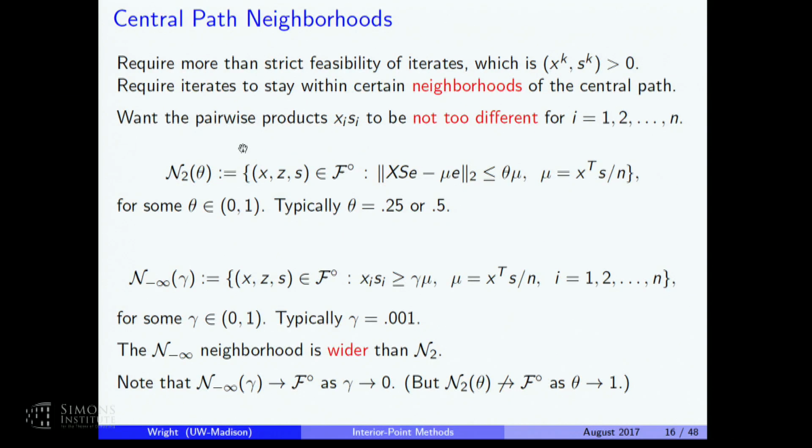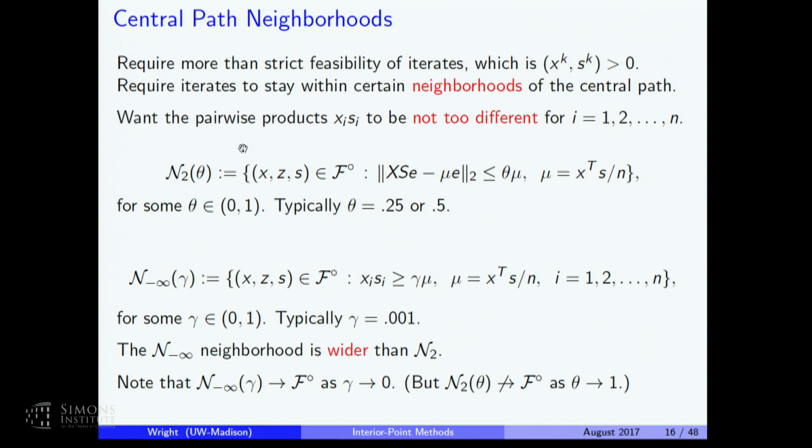This is a very important concept in path following methods: the central path. That's the path that we follow. Okay, so we need to talk about neighborhoods because, of course, if we insist that we're always right on the central path, it's going to be a lot of work to get there. So usually we're satisfied with staying within certain neighborhoods. There are different ways to define neighborhoods, but what they all have in common is that you're trying to ensure that these products xi, si are not too different from each other.